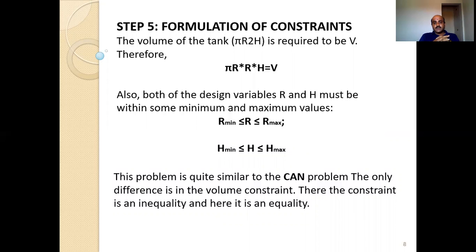And the last one is formulation of constraints. The volume of the tank, pi r square h, is required to be V. Therefore, pi r square into h is equal to V. Both the design variables R and H must be within some minimum and maximum values. Here, at each and every step, please note the differences, the changes between what we discussed in the previous class and this class.